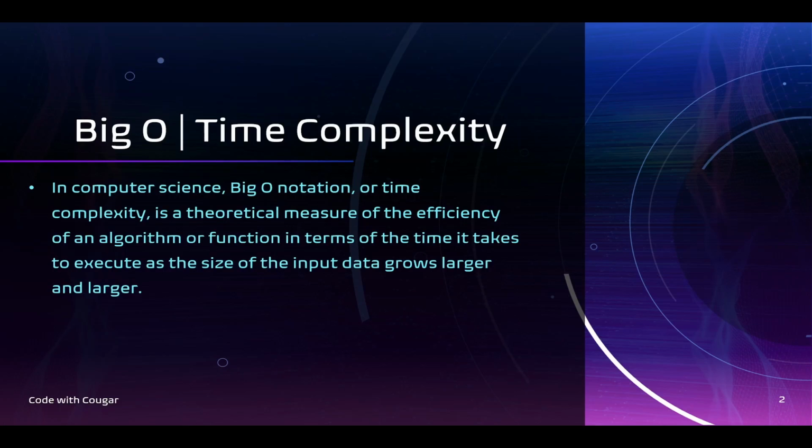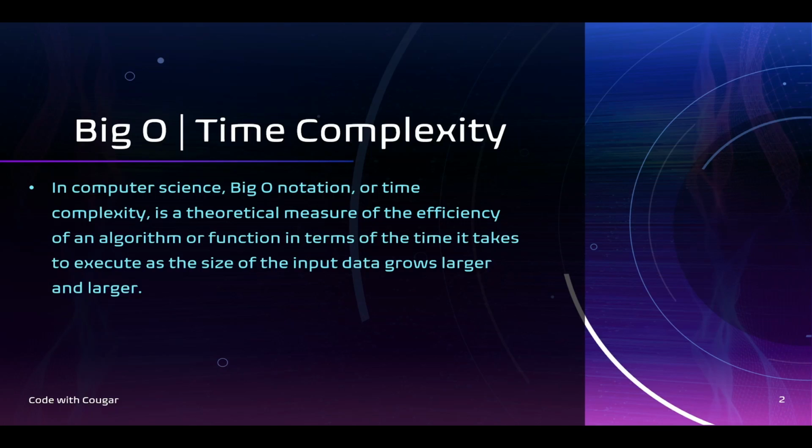In the field of computer science, big O notation or time complexity is a theoretical measure of the efficiency of an algorithm, or a theoretical measure of the efficiency of a function in terms of the time it takes to execute as the size of the input data grows larger and larger.